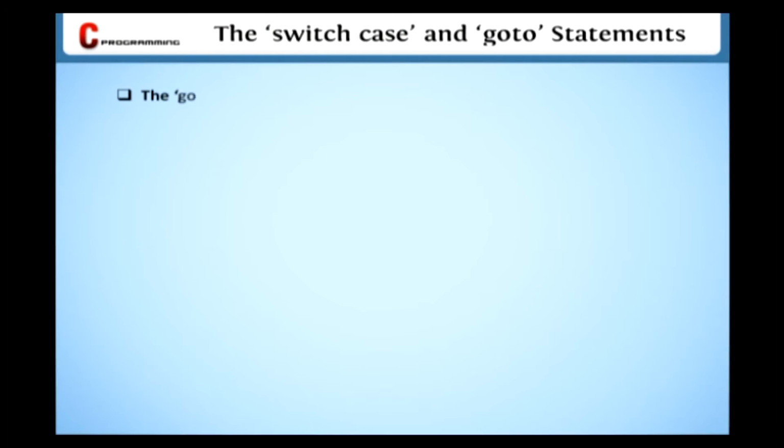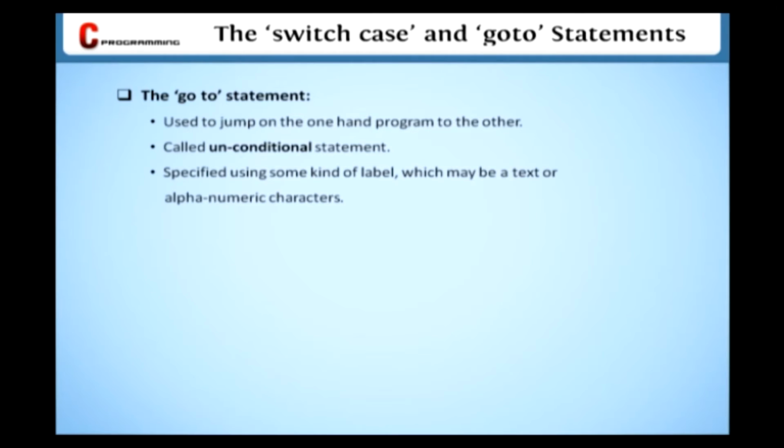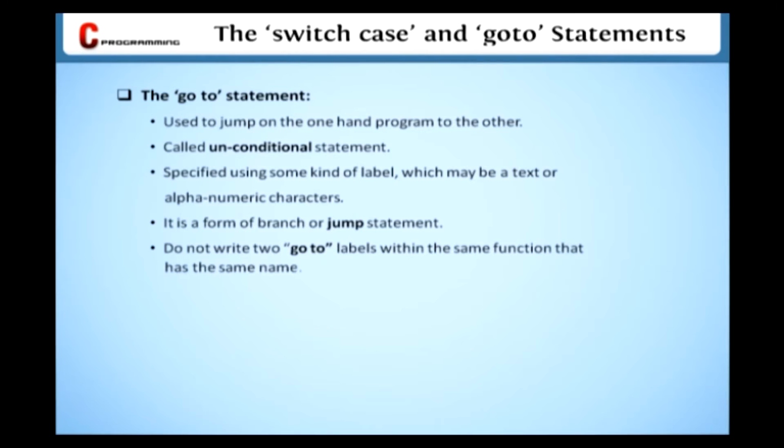Let's discuss the go-to statement. This statement is mainly used to jump from one statement to the other. Thus it is called unconditional statement. The jumped to statement is specified using some kind of label, which may be text or alphanumeric characters. A go-to is a form of branch or jump statement. Do not write two go-to labels within the same function that have the same name.